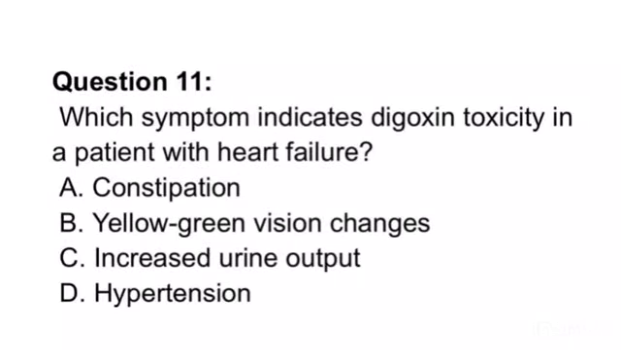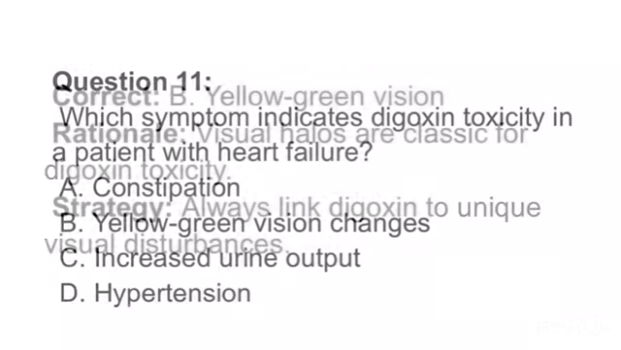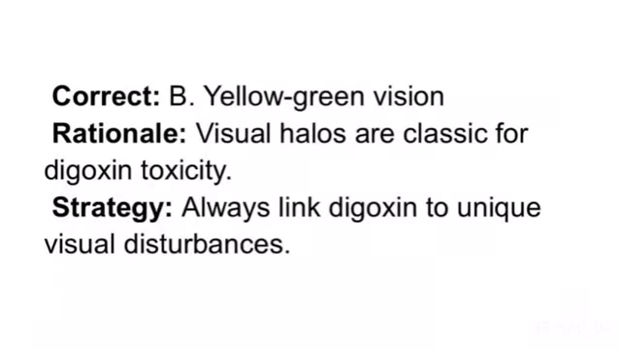Question 11. Which symptom indicates digoxin toxicity in a patient with heart failure? A. Constipation. B. Yellow-green vision changes. C. Increased urine output. D. Hypertension. Correct: B. Yellow-green vision. Rationale: visual halos are classic for digoxin toxicity. Strategy: always link digoxin to unique visual disturbances.